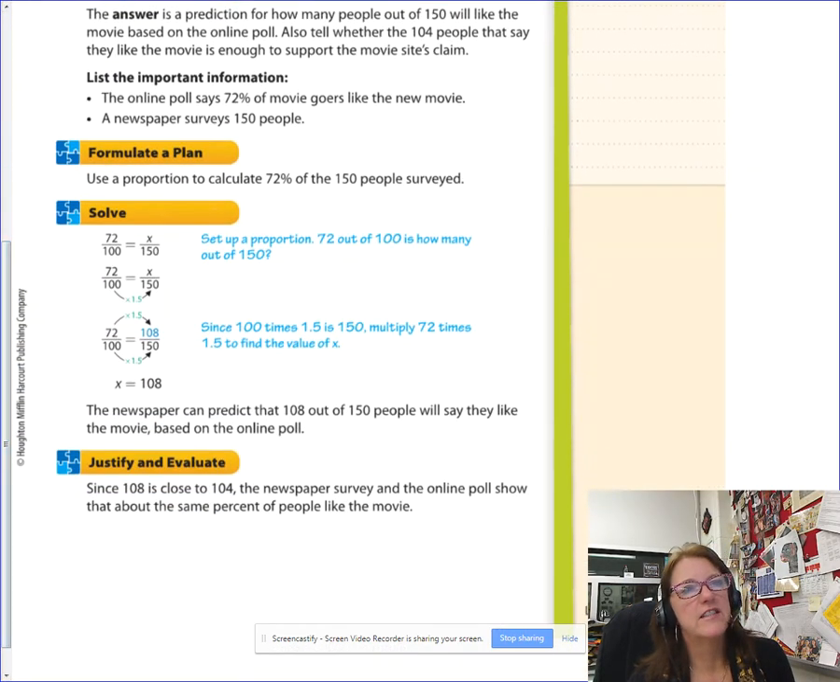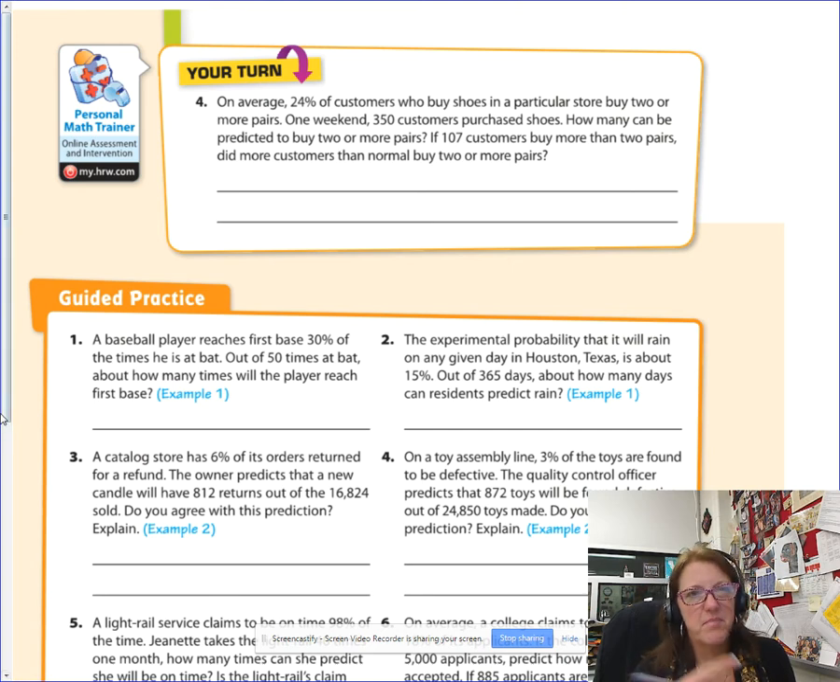Good. All right. That next page gave you an example to walk through if you need some sort of reference. Let's do one more together here and then I'll turn you loose. All right. Go ahead, pause the video, read through it, and see what you come up with compared to what I come up with. 24% buy 2 or more pairs of shoes. That would be me. All right, so I have 24%.